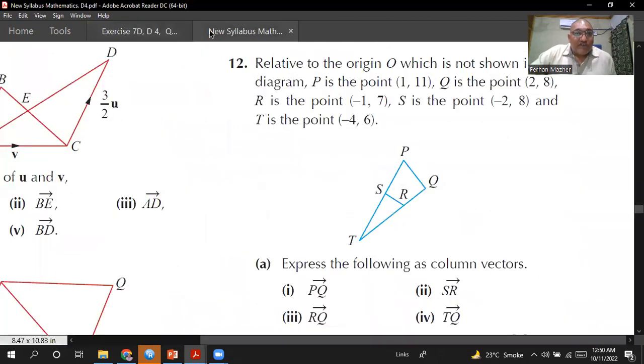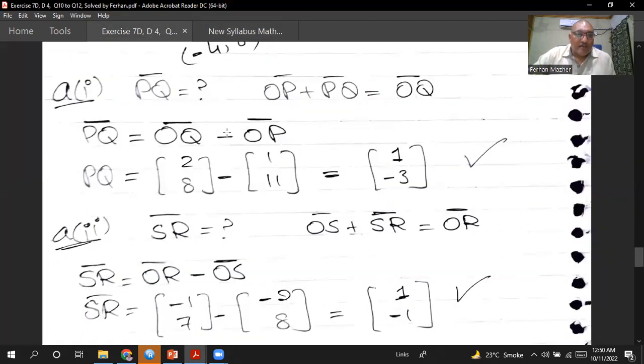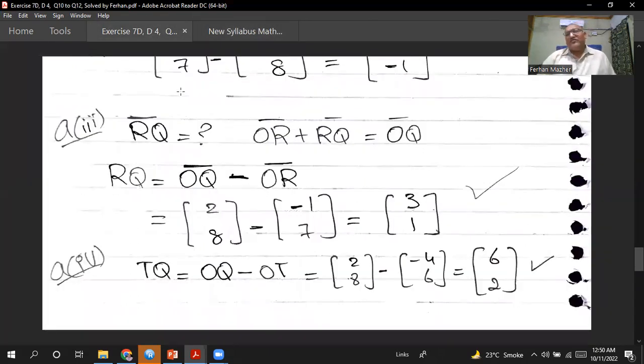Okay, so let's go to the next part. That's the RQ. So you want to find out RQ, so I'll write this in terms of its position vectors. Starting point is R, end point is Q. So it will be OR plus RQ equals OQ. So the RQ will be OQ minus OR.